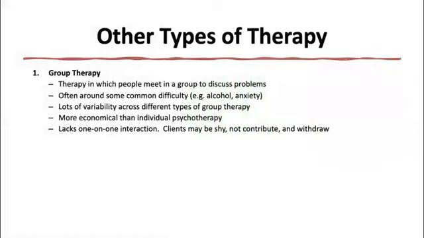All right, so aside from the biological and psychotherapy approaches we discussed, there's also group and family therapy approaches. So, group therapy involves a group of people that meet to discuss similar problems, often revolving around the same difficulties. So things like drug or substance abuse, depression, grieving the loss of a loved one, and so on. Although this therapy is more economical than individual psychotherapy, it does lack that one on one interaction. So you may get clients that might not interact at all and may even withdraw further.